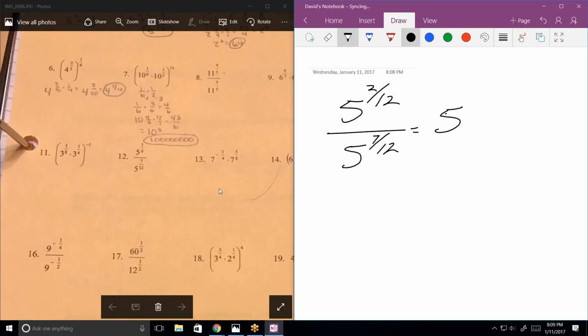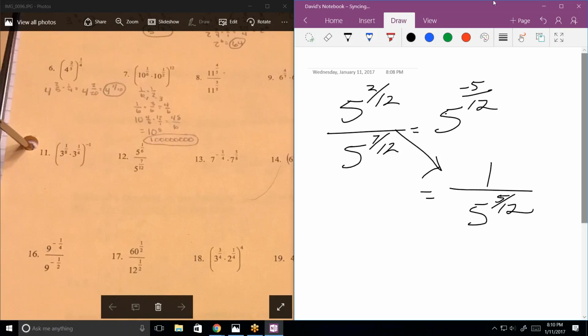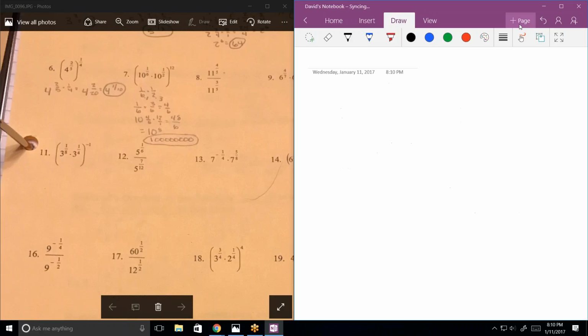Yeah, and I think it's worth doing that step right there. Now what's the final answer? 1 over 5 to the 5/12 power. Okay, good. Cool. I don't think it's worth going straight to there. A lot of people would, but it's pretty easy to make a mistake when you try doing multiple steps at once, for anybody. For sure. Number 13.